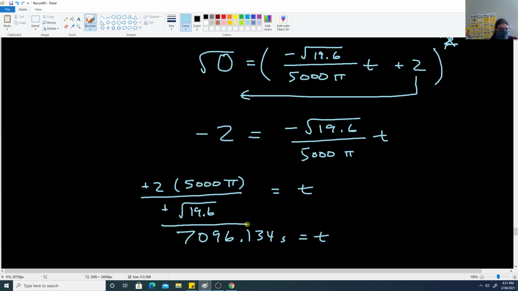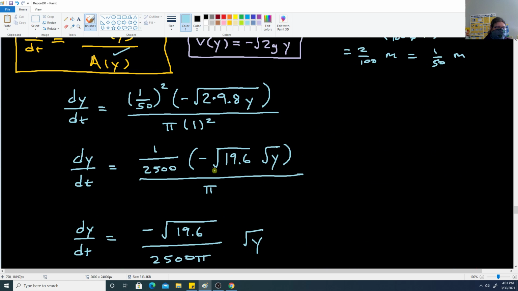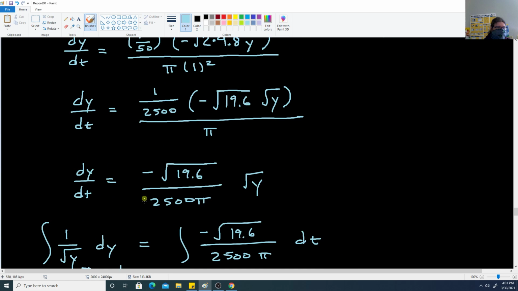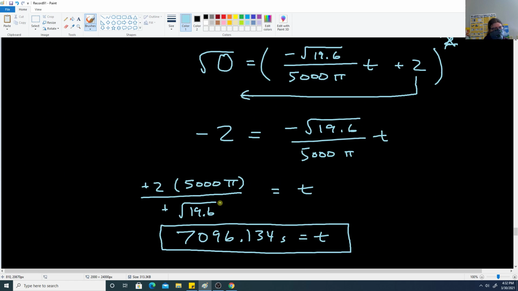That is our time t. The book's answer is a little bit different. The book says it's 7,142 seconds, and they're off a bit because they rounded way back up here. I guess really at this step here, they rounded out what that was and did a decimal approximation of it. And I kept the full value, so this should do it for this section. That's the last little bit.